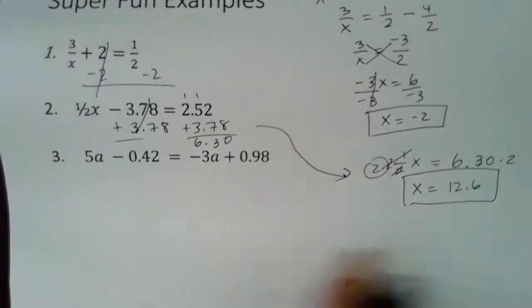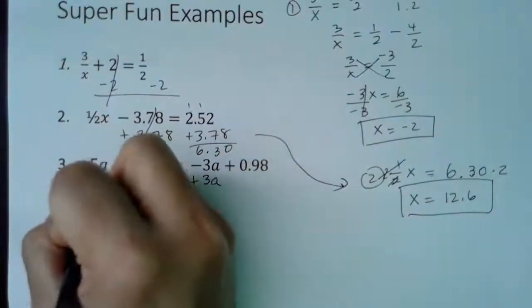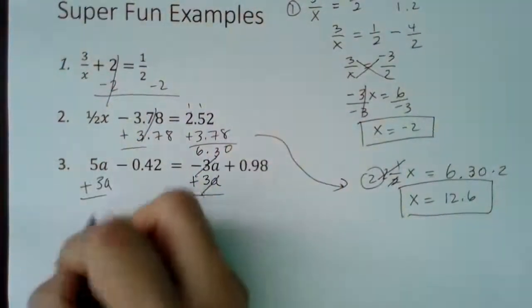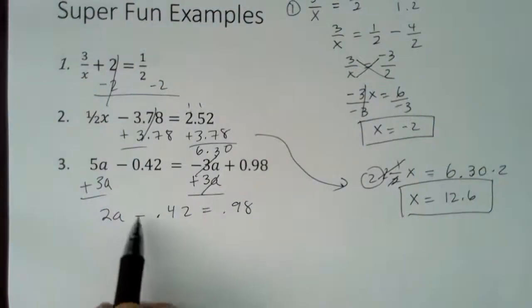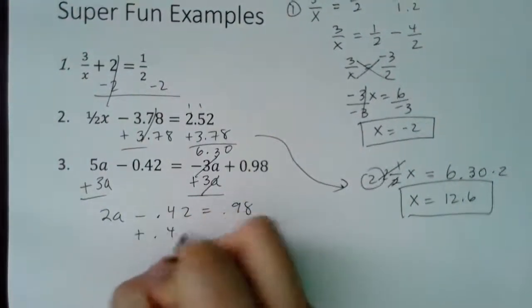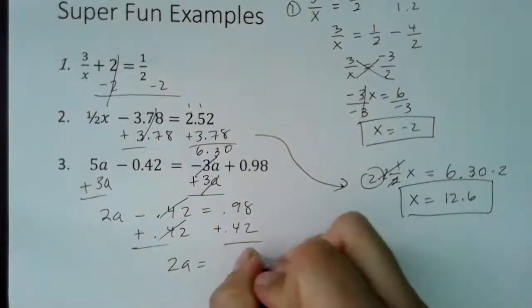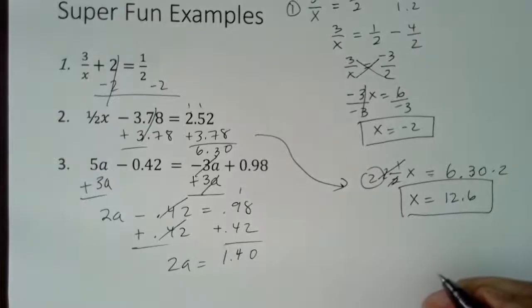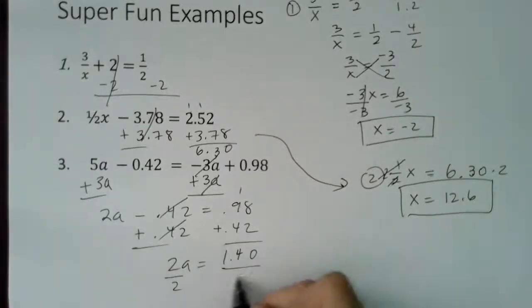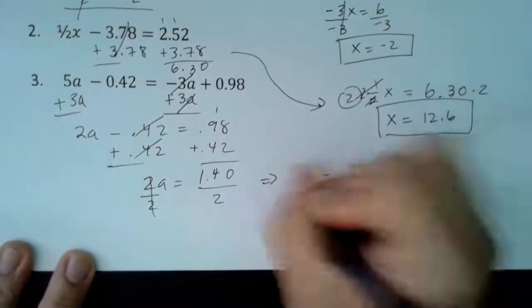All right. So now here we're going to add 3a to both sides to get rid of it on the left-hand side. Okay, so that will give us 2a minus 0.42 is equal to 0.98. And so what do I do next? I need to add 0.42 to both sides. Okay, and that will give me 2a is equal to, and then you get 0, carry the 1, and 1.40, and then divide by 2. And that finally will be a is equal to 0.7.